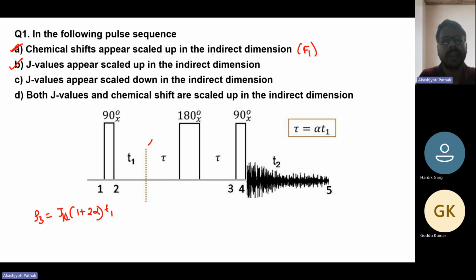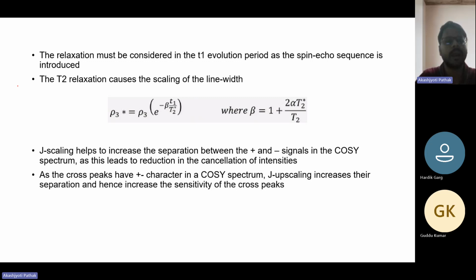The chemical shift appears scaled up in the indirect dimension. No, this is false. The chemical shift will not appear scaled up, because the chemical shift will only evolve for the T1 period. It will not evolve for this 2 tau period. So only the J value will appear scaled up in the indirect dimension. So yes, option B is correct.